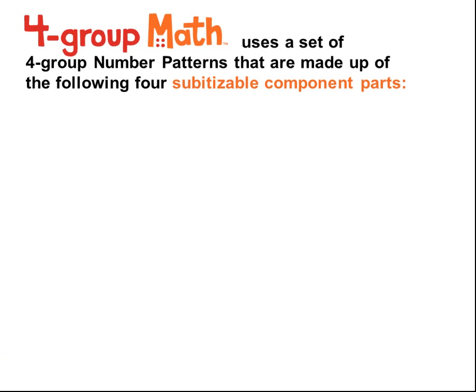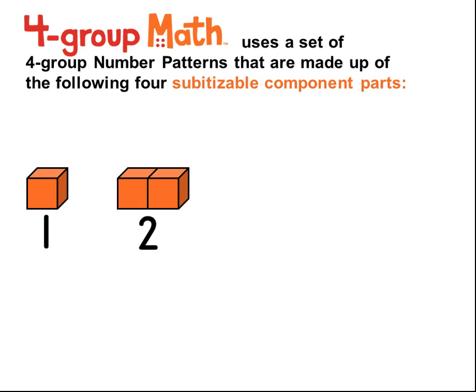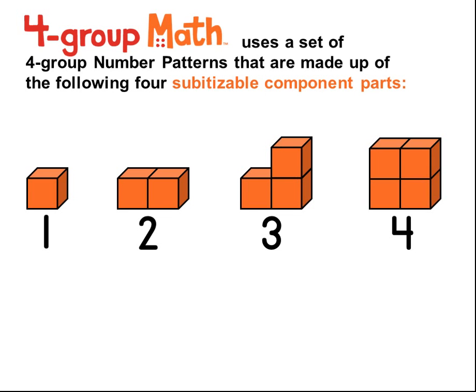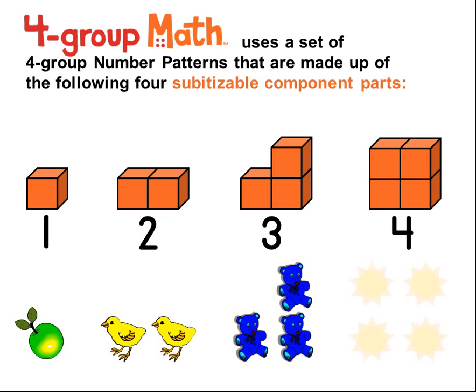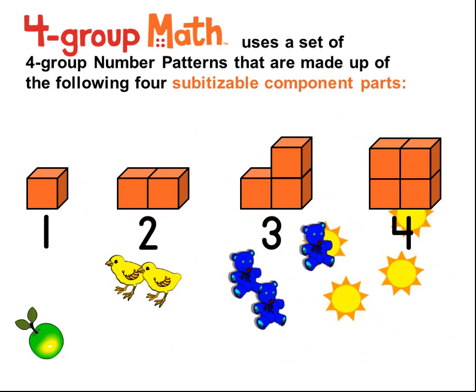4-group math uses a set of 4-group number patterns that are made up of the following 4 subitizable component parts. And it doesn't matter if the parts are connected, as in these blocks, or if they're just items arranged on the table. What is important is the configuration of the items.